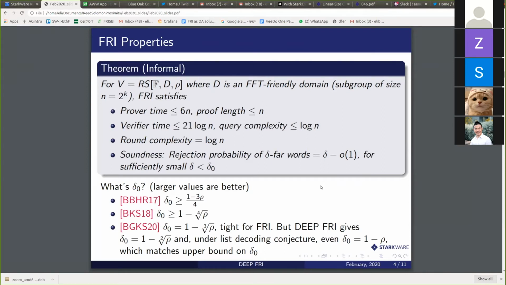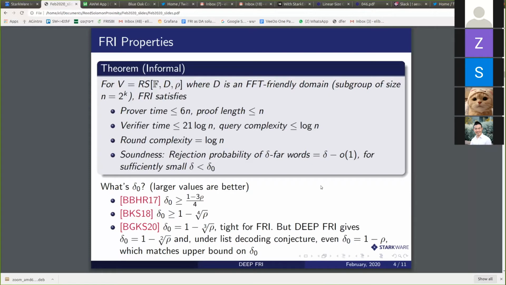recently to the cube root. And we showed that in certain settings, this cube root is even tight over binary fields, with very specific rate parameters. You can't improve on this. We also gave in that paper a slightly more elaborate protocol called DEEP-FRI, and there we reach the Johnson bound. We have delta 0 reaching 1 minus just the standard square root of rho.